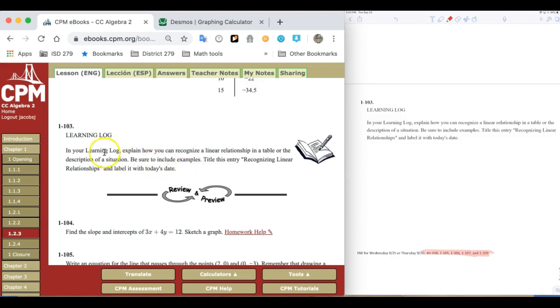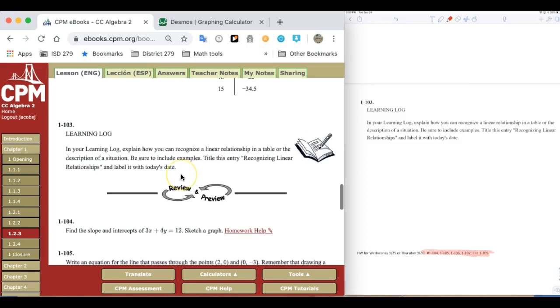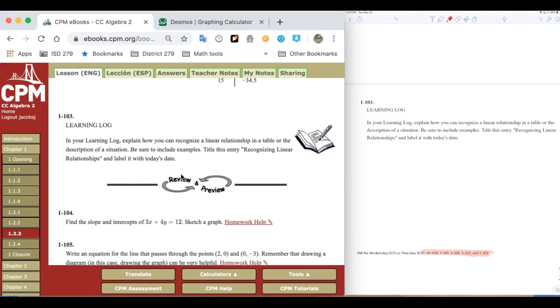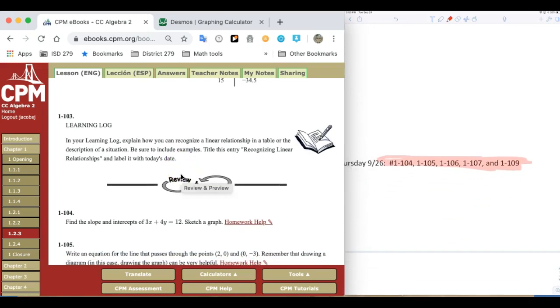On Friday, we will double check this learning log. I want you to fill it out yourself. In the meantime, you can spend the remainder of this class period working on 104, 105, 106, 107, and 109. Thank you.